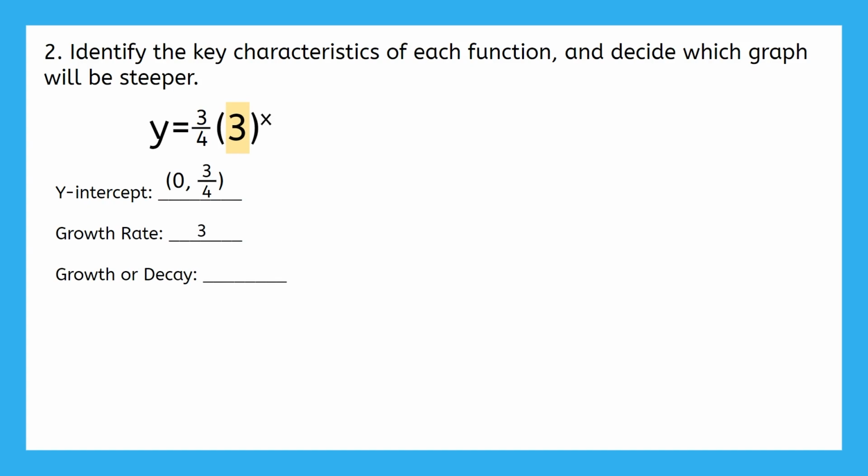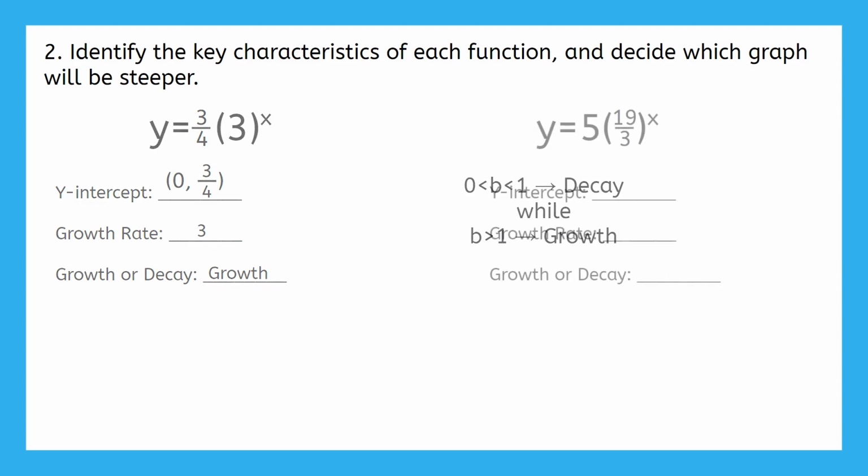Then we decide whether our function models exponential growth or decay. How can we tell whether a function models growth or decay? Our b value tells us that. If it's less than 1, it's decay, and if it's greater than 1, it's growth. So what do we have here? Well, since our b value is greater than 1, it models exponential growth. Let's check our work on the next one.